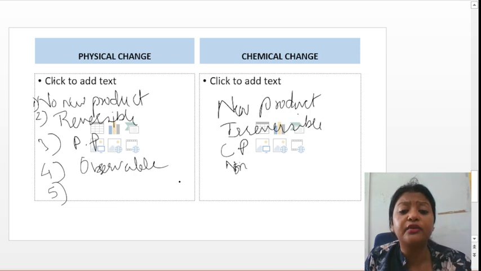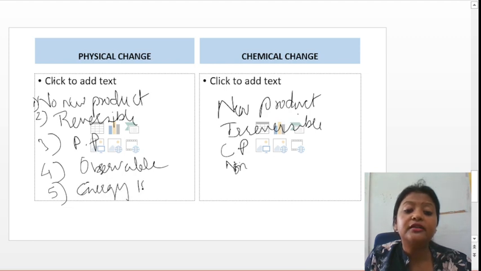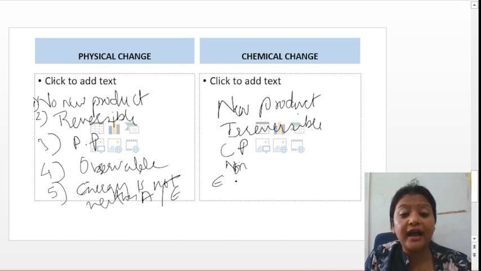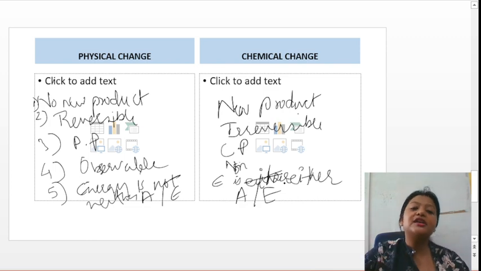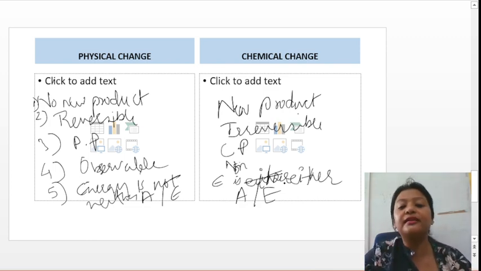And number 5, which you can write out here, what is the last one that you can write? No new product and this thing. And also here, you can write out here no energy. Energy is neither absorbed nor evolved, but out here energy is either absorbed or evolved. Okay, so these are some of the difference points between physical and chemical changes.